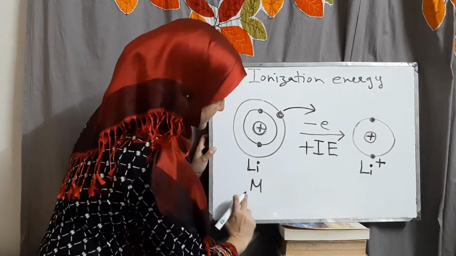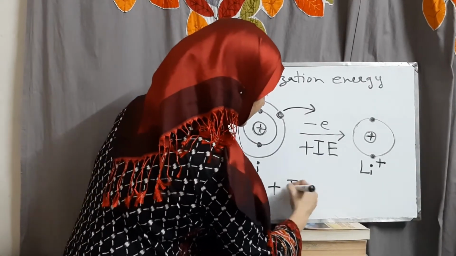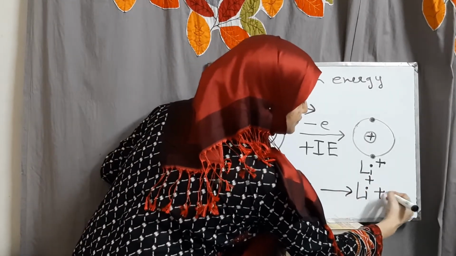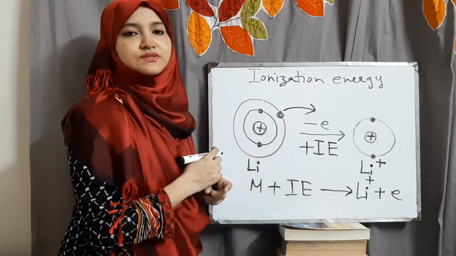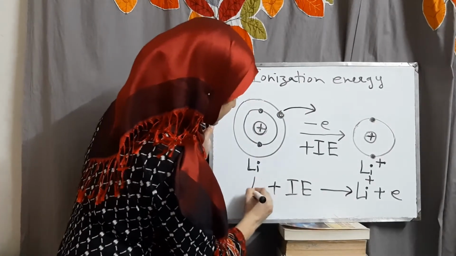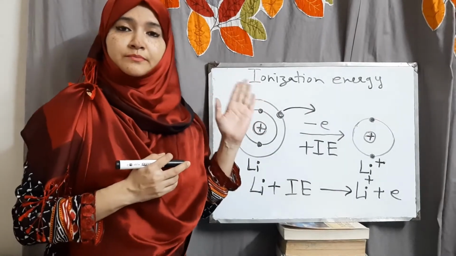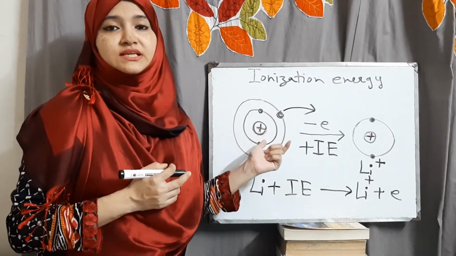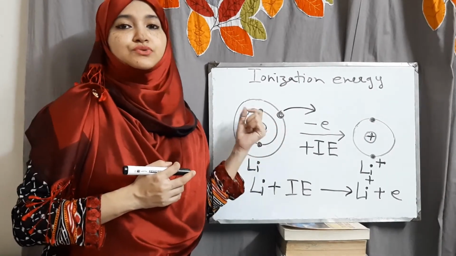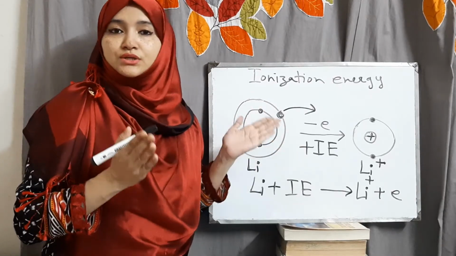In reaction form, if this is an atom of the element and we add energy, then a lithium plus ion is formed and one electron is removed from it. That's right, this is lithium. And here you must mention the state of this element's atom: gaseous state. Of course, we need a gaseous atom because we need an isolated atom.